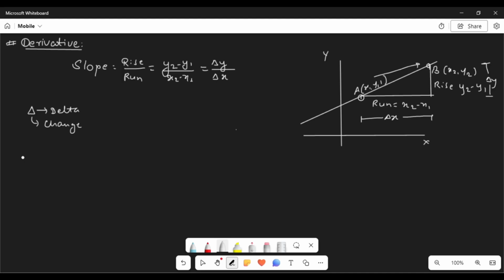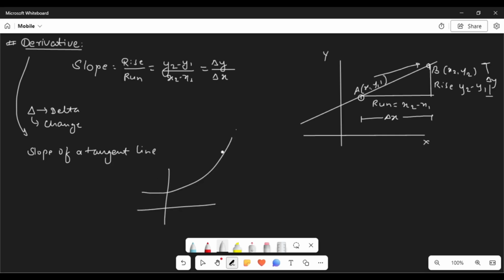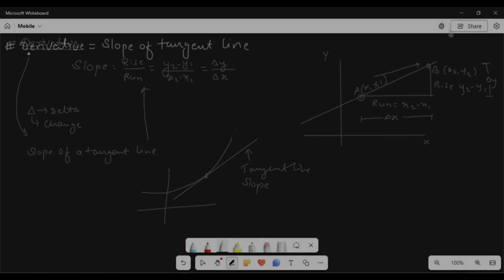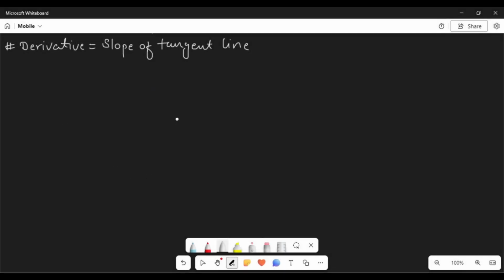Now, derivative is nothing but slope of a tangent line. Okay. Derivative is what? Slope of a tangent line. We calculate derivative for a function. So, if we have a function, let's say any function like this, then if we want to calculate derivative at this point, we're talking about the slope of the tangent line at this point. So, this is our tangent line at this point. Derivative at this point is equal to slope of this tangent line. That's why we are reviewing slope first. Now we'll see how to find the derivative. Now we'll see how do we find the slope of the tangent line.